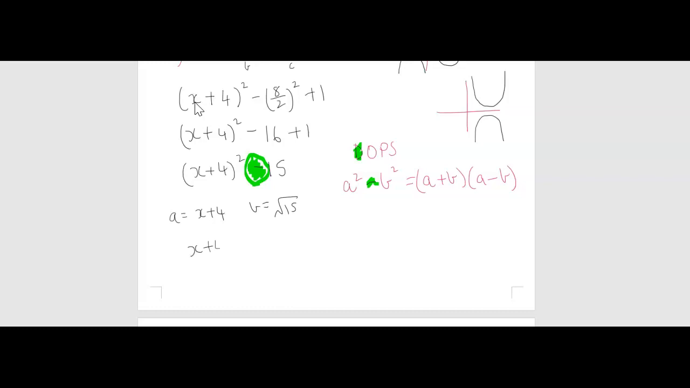So I'm just doing this part now: a plus b, so x plus 4 for a, plus b, which is root 15. And then a minus b, so a being x plus 4, and then minus the square root of 15. So now we've factorized it. What those two points actually indicate, if I go back to my parabola crossing my axes, is that they help us find those two points. That's why there are two different versions of them.